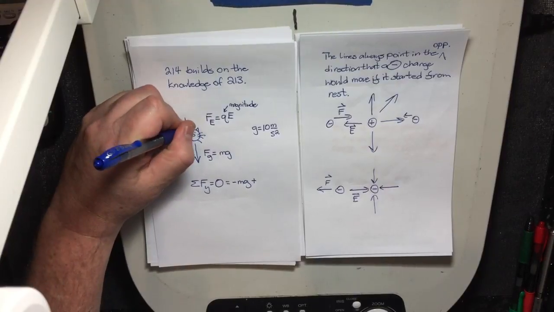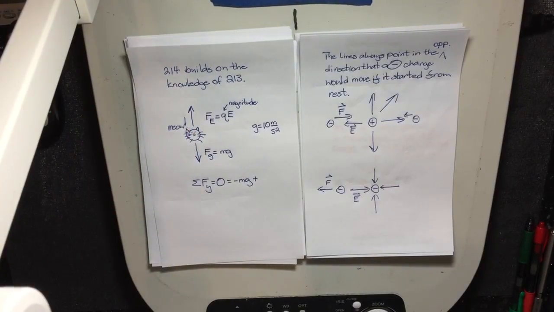Since it is, in order for the cat to levitate, that electric force has to be pointed up. It has to. Otherwise, if it was pointed down, that cat would just boom. Now, granted, all cats land on their feet, and it'd be fine.